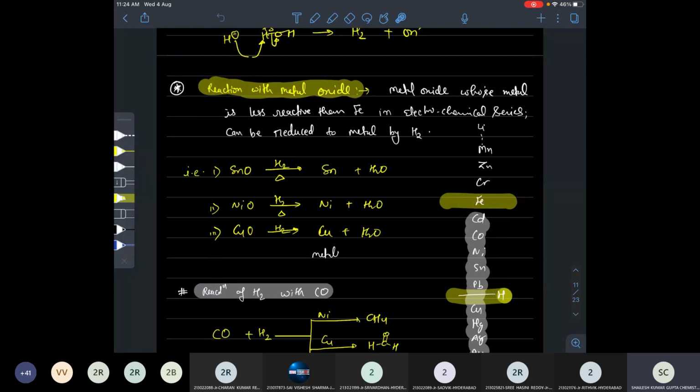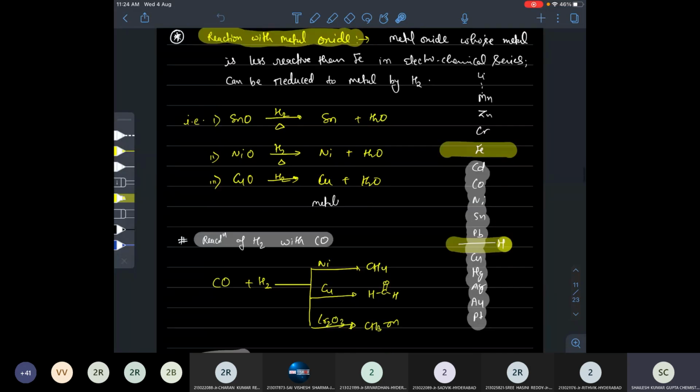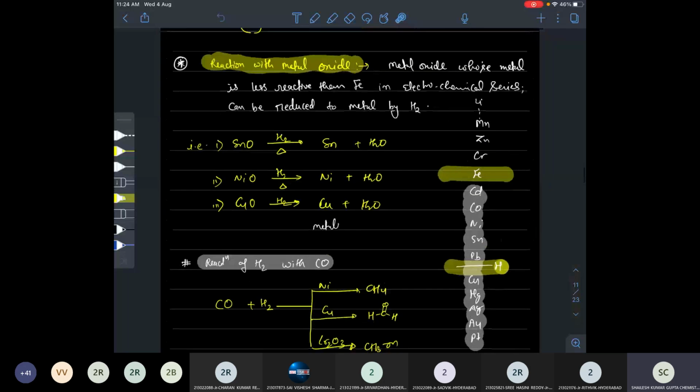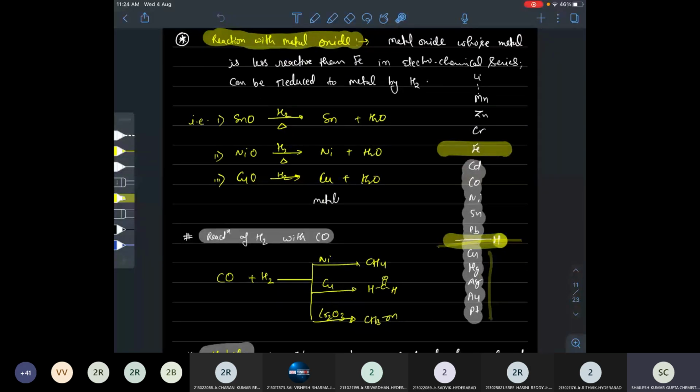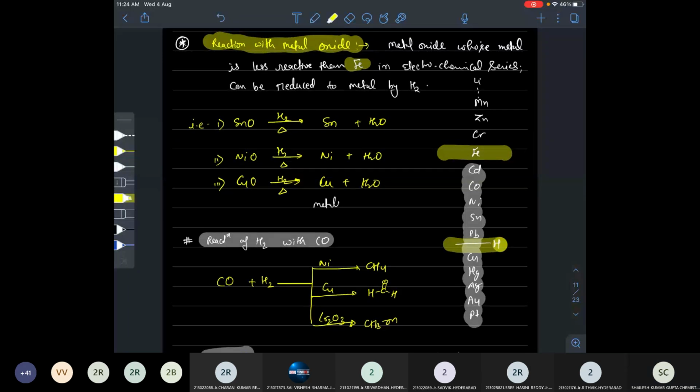Means H2 is going to reduce them. Now you will say, sir, don't you think that it is very weird? Technically, it should be these only. But the answer is this reactivity series is obtained in aqueous medium, my dear, in water. But the reaction which we are actually doing here is occurring at high temperature without water. Direct metal oxide is heated with hydrogen, and that too at high temperature. Right? So this is very, very important. Less reactive than iron. Please make a note on that.